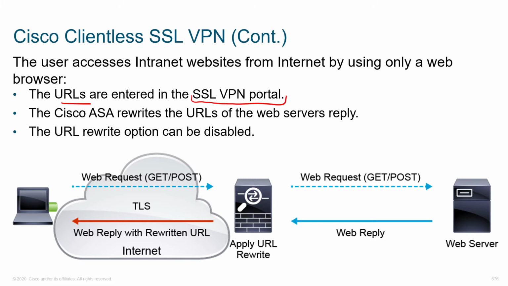Once you authenticate and start accessing resources beyond that firewall, whenever I try to access a resource, I just type it into my browser, and when that URL hits the ASA, it's going to rewrite it so that we can actually get to the web server. Then the same thing happens for the response. The URL rewrite option can be disabled if appropriate in your organization.